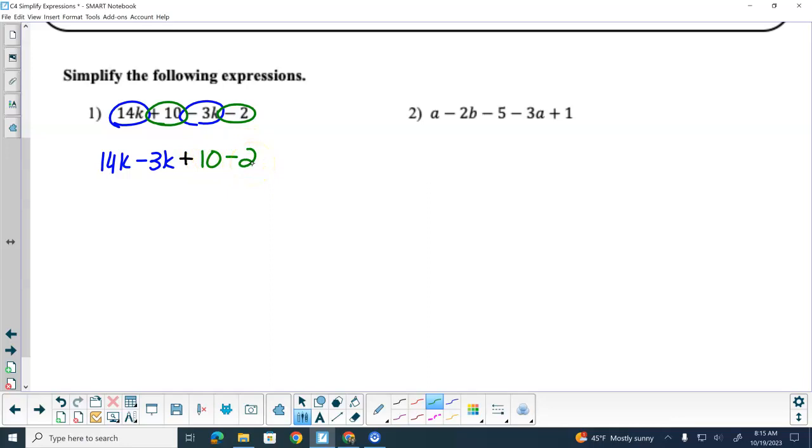If you have 14 eggs and I take 3 eggs away, how many eggs do you have left? You've got 11 eggs left over. If you've got 10 pieces of bread and I take 2 pieces of bread away, how many pieces of bread do you have left? 8.